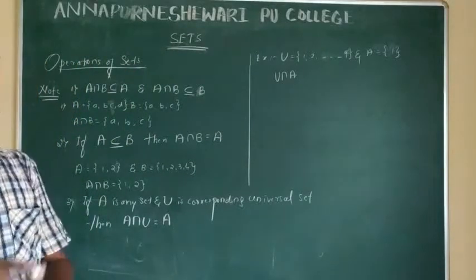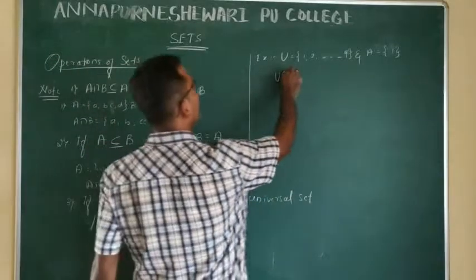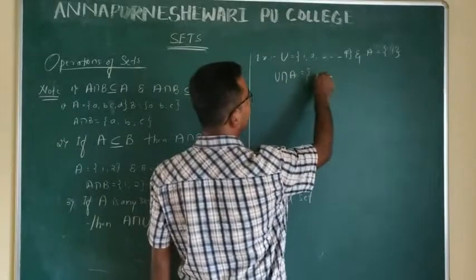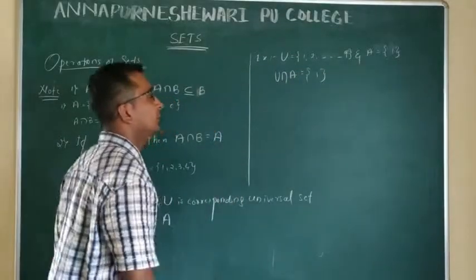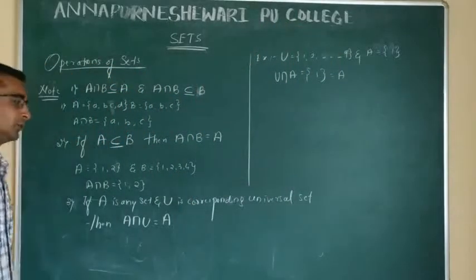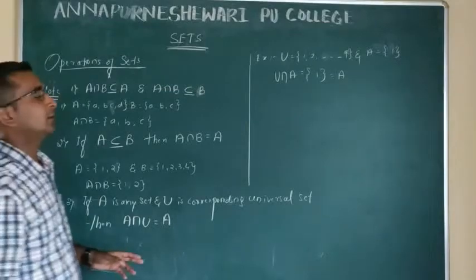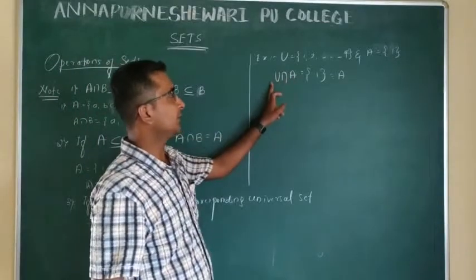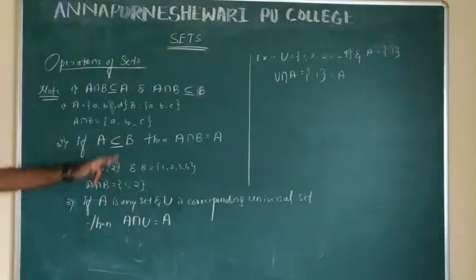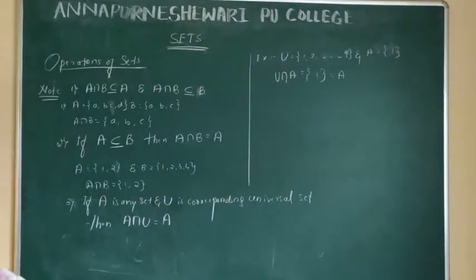Getting? Okay. So what is U intersection A? The common elements from U and A is only 1. So again what you get here is nothing but A. U intersection A is A. Any problem? You can write the first element as A and the second element as U. No problem. Okay. These are some important notes about the intersection of sets.